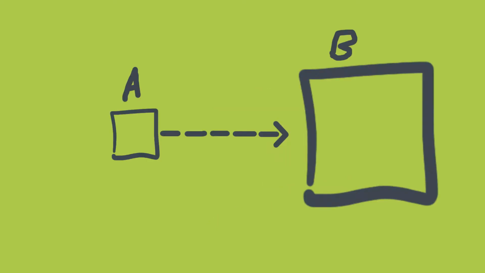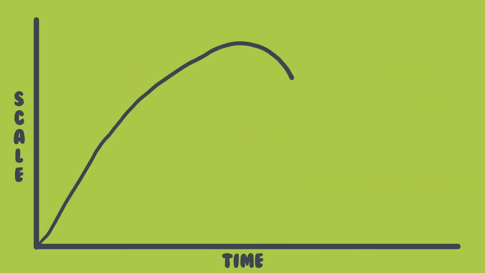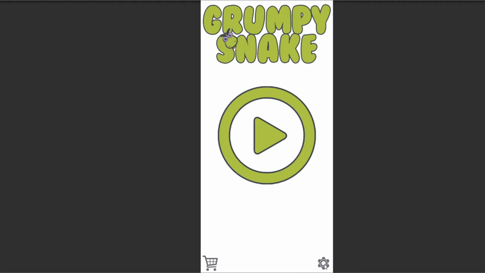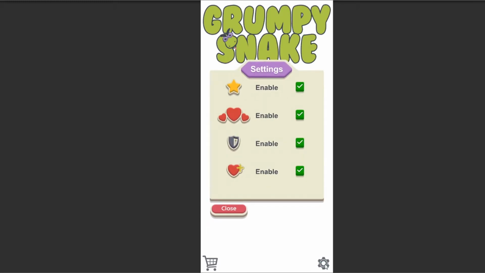Instead of just animating something from state A to state B, try to overshoot and then pull back. In other words, stretch the animation out before then squeezing it back into its resting state. Try it in a bunch of ways: position, scale, colour, and then mix and match them all. Here's an example of a setting menu popping up in my game, Grumpy Snake. Beautiful.